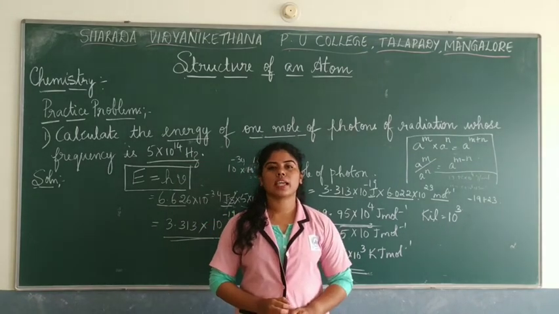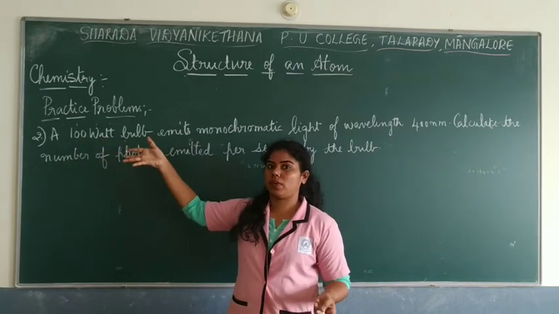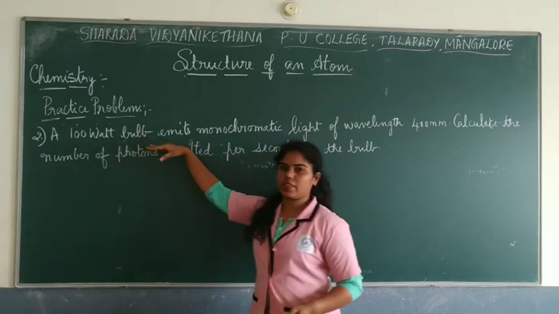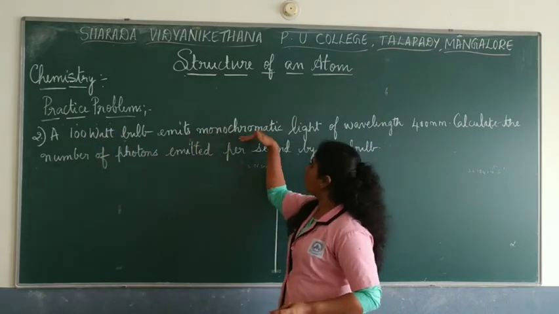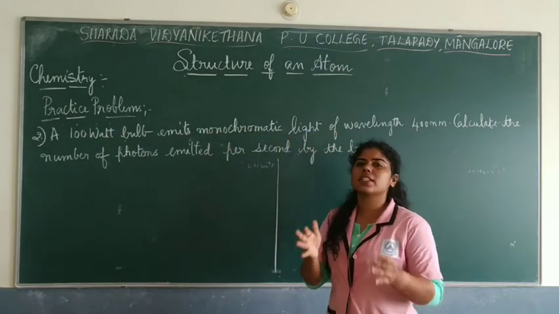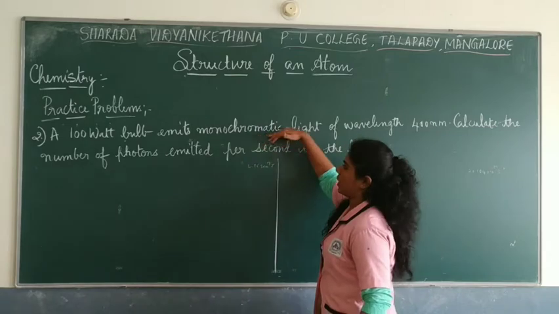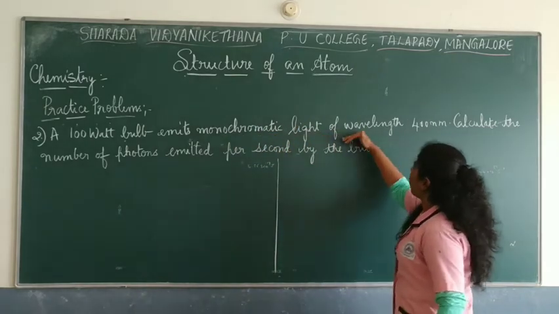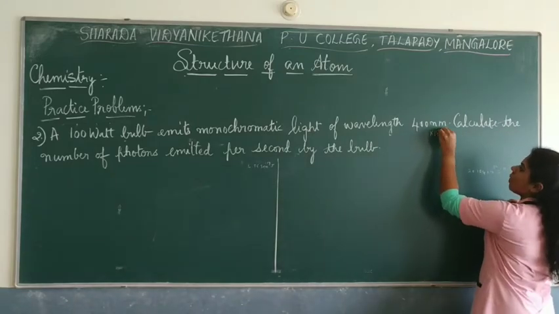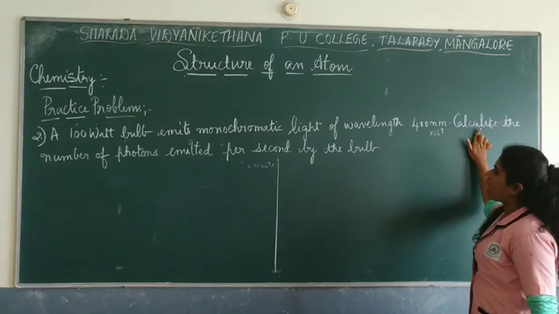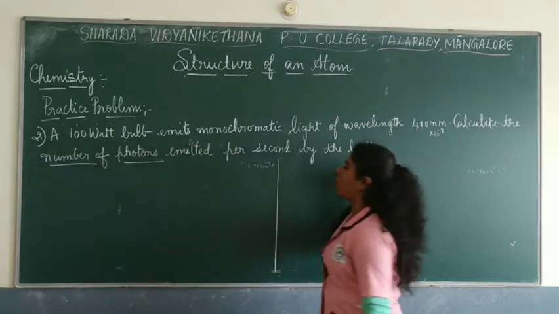Let us move on to the second problem. A 100 watt bulb. Okay, it's a power, right? So the power of the bulb, or the energy given out by the bulb, is given as 100 watts. It emits monochromatic light. Monochromatic means it is a single color, the light made up of a single color, unlike white light. Mono is one single color, of wavelength 400 nanometer. You know nano is written as 10 to the power minus 9. Calculate the number of photons emitted per second by the bulb.